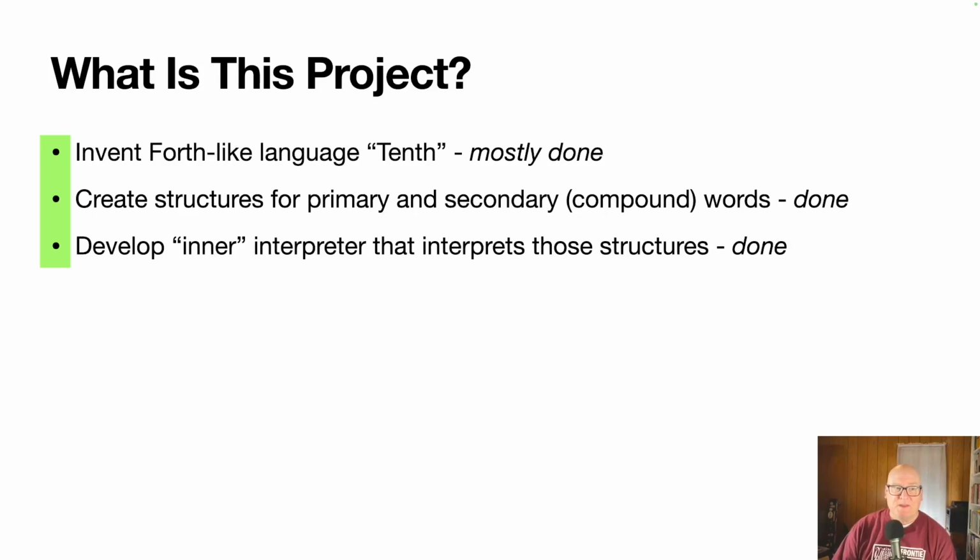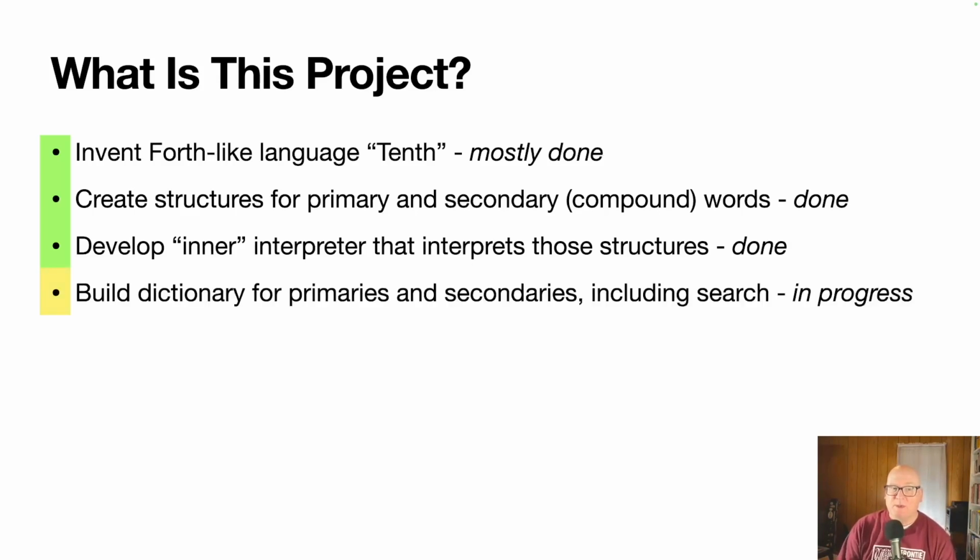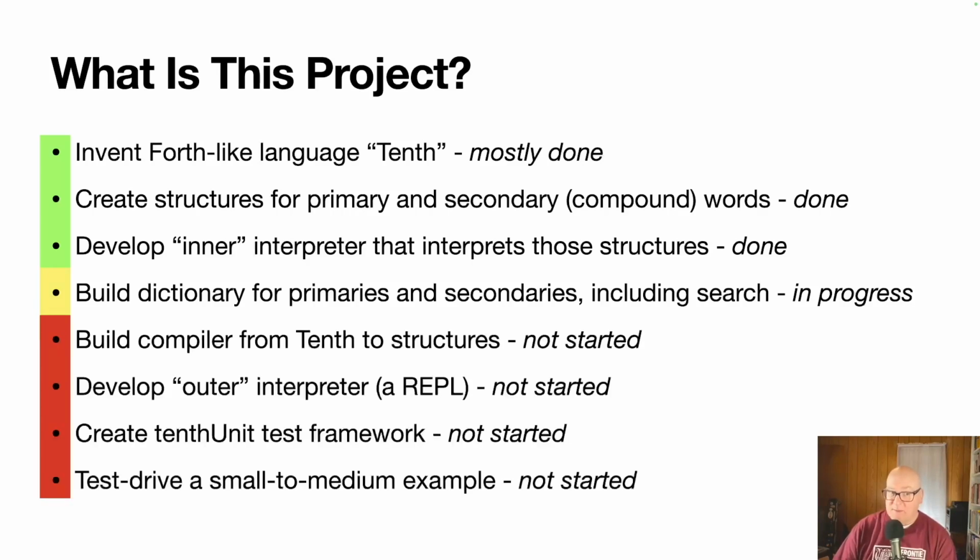Now, this week, we're focused on building a dictionary for primaries and secondaries, including search, and that's in progress. Upcoming, we'll need to build a compiler from 10th, the language, to the structures. It's not a very tricky compiler because the language is mostly just tokens and then look up in the dictionary. There's a few twists for control structures, but I don't think it'll be too hard.